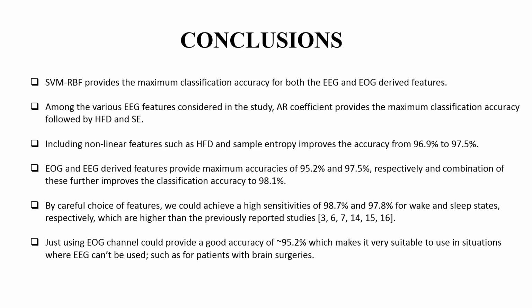Now, by this, I have come to the conclusion of my presentation, and here are the points I would like to highlight. So first of all, SVM-RBF kernel provides the maximum classification accuracy for both EEG and EOG derived features. Then if we consider EEG features, AR coefficient is the one providing maximum classification accuracy, followed by HFD and SE. And if we include a non-linear feature like HFD and sample entropy, accuracy improves. So by careful choice of features, we are able to achieve a high sensitivity of about 98% and around 97.8% for the wake and sleep state respectively, which is way higher than the previously reported studies.